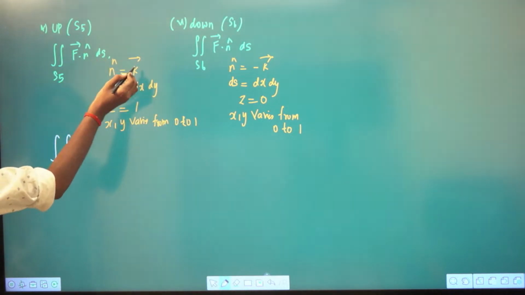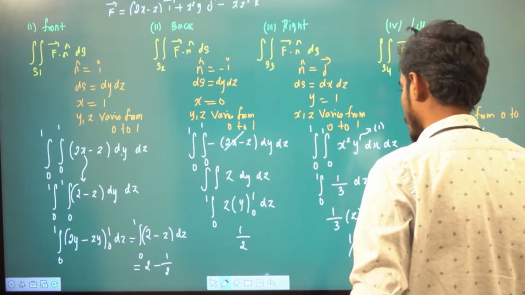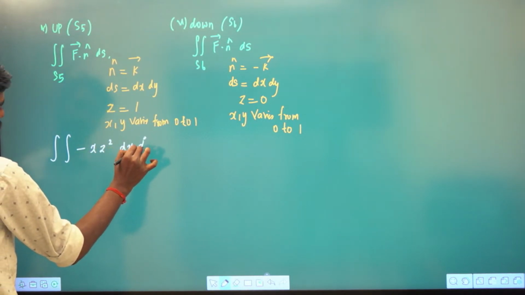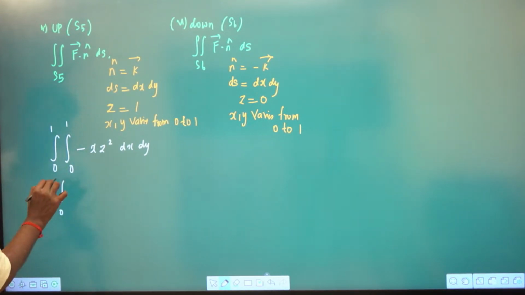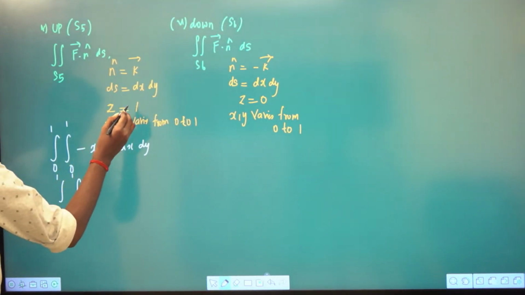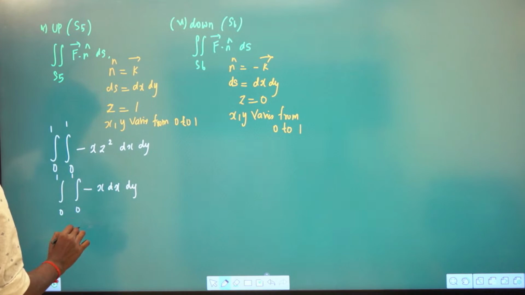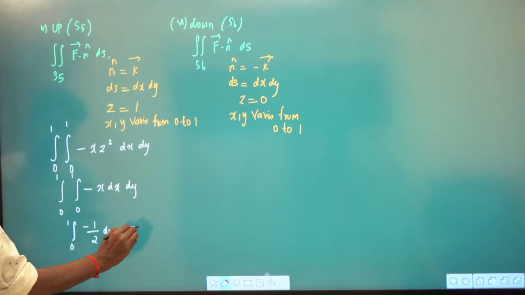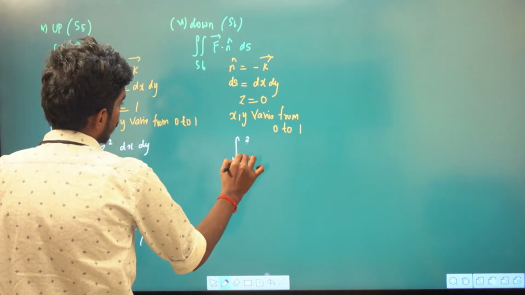Now what is F vector dot k? So it will be minus x z square dx dy, and x varies from 0 to 1, y varies from 0 to 1. And we know z is 1. So we will have minus x dx dy. So this will be 0 to 1, x dx is x square by 2. This will be minus 1 by 2 dy. Again, minus 1 by 2 is your upper surface integral. Now S6.